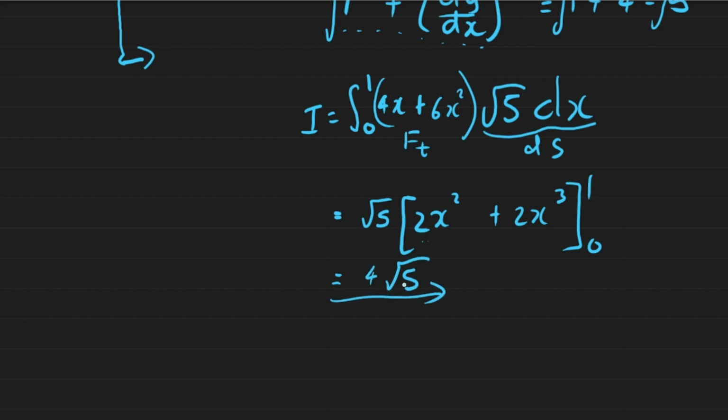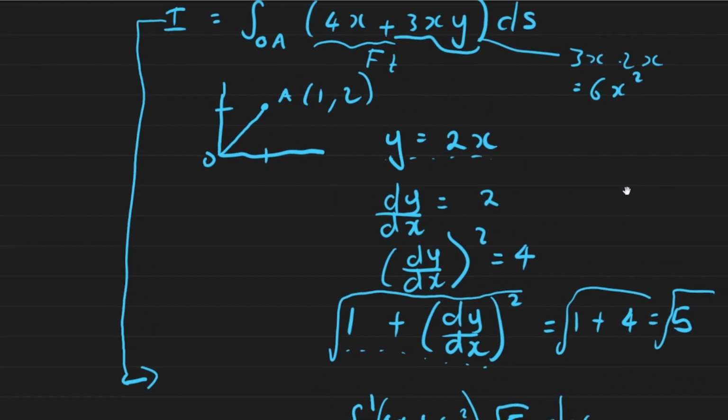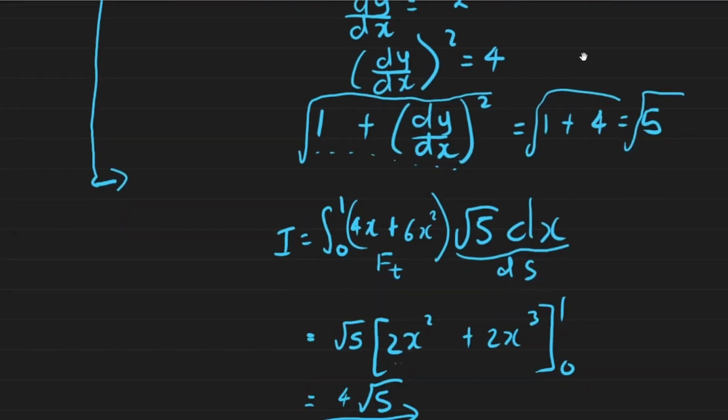Okay, so that's how we would do an example in which we substituted ds using the equation for arc length, and it enabled us to find the integral directly without having to substitute p dx plus q dy.